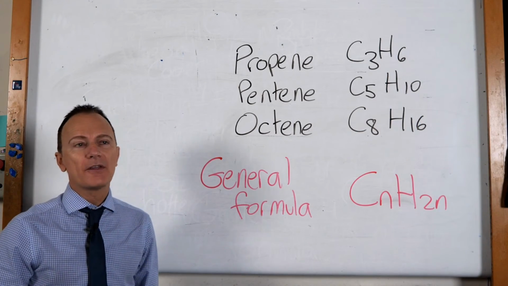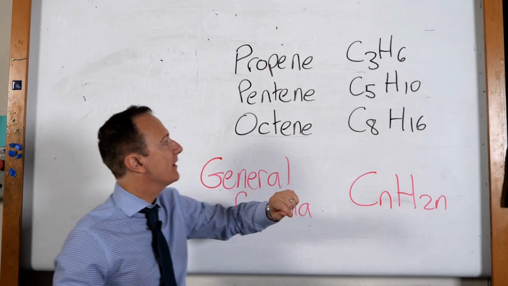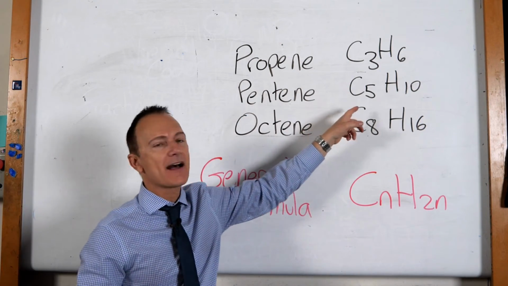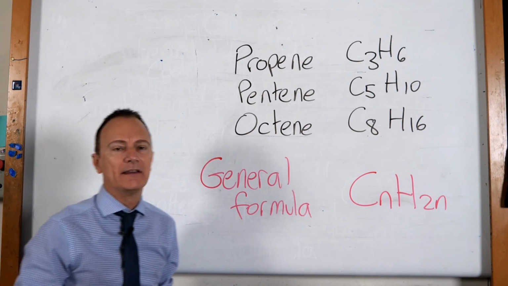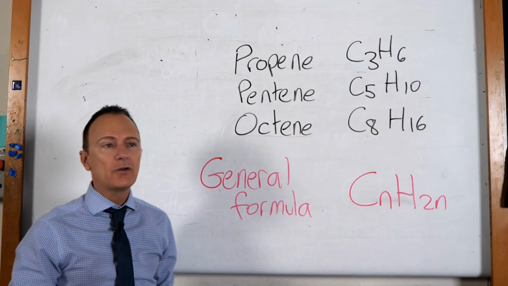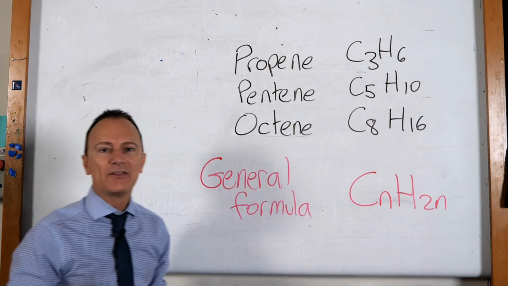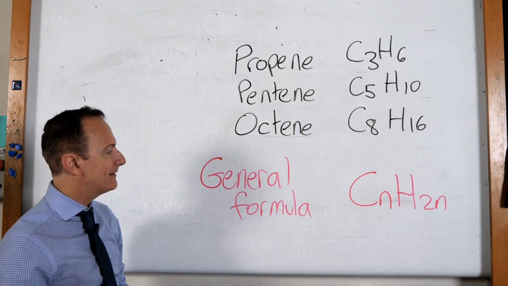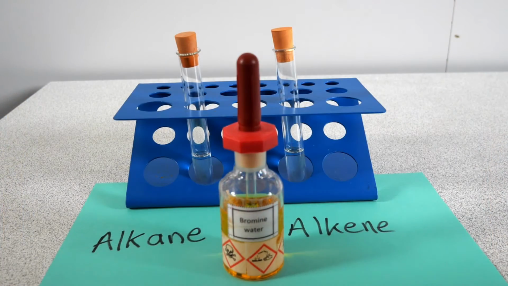This time, if we look at the pattern of the molecular formulas, propene C3H6, pentene is C5H10, octene is C8H16. So we can see that whatever the number of carbon atoms is, you simply double it to find out the number of hydrogen atoms. So that means the general formula for alkenes is CnH2n.